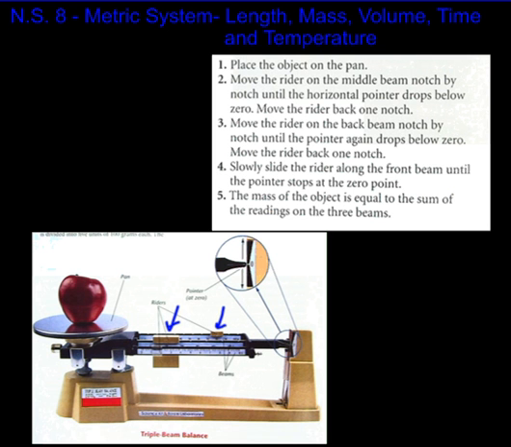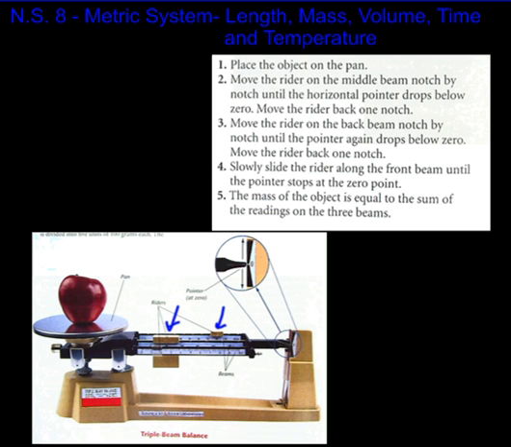Place the object on the pan. In this case, we've got an apple there. Move the rider on the middle beam, the biggest one first, until the horizontal pointer drops below 0. That means you've gone too far. Then you move the rider back 1 notch. Again, it's got to be in the notches.